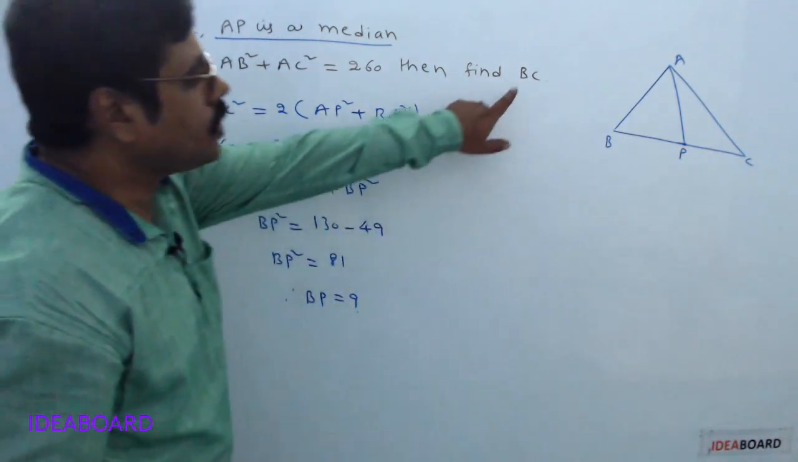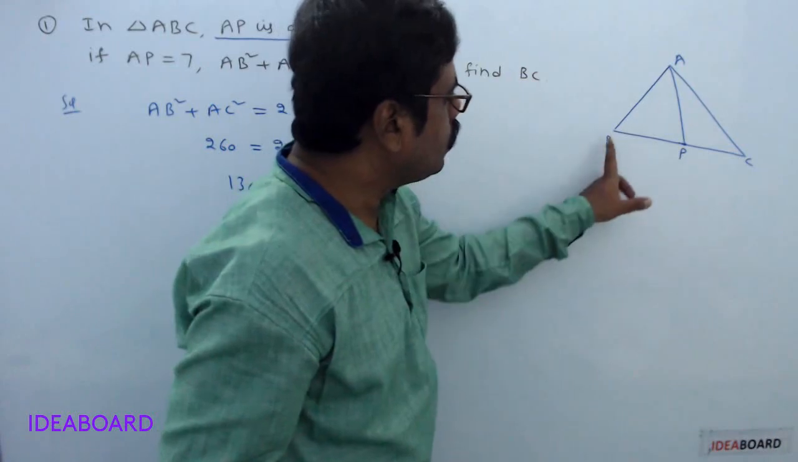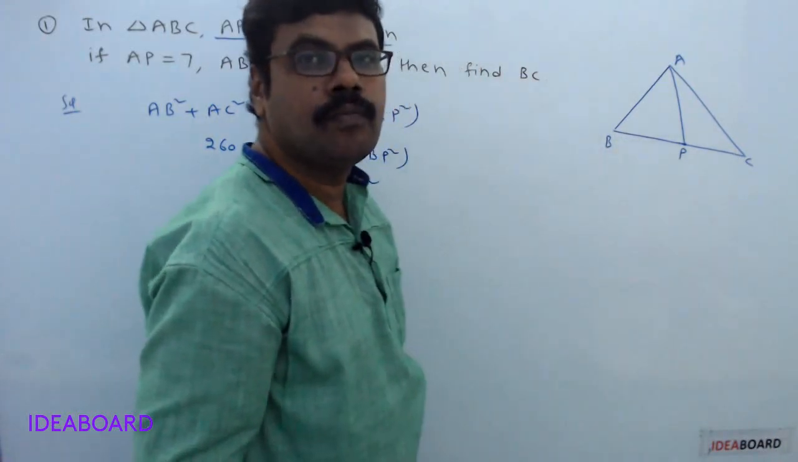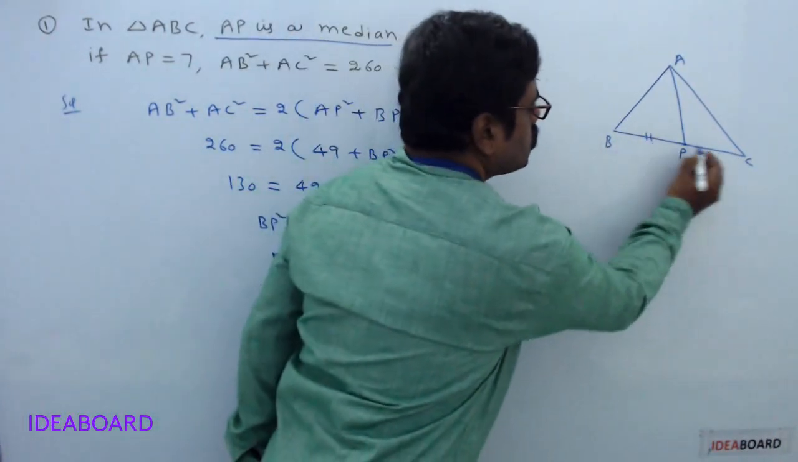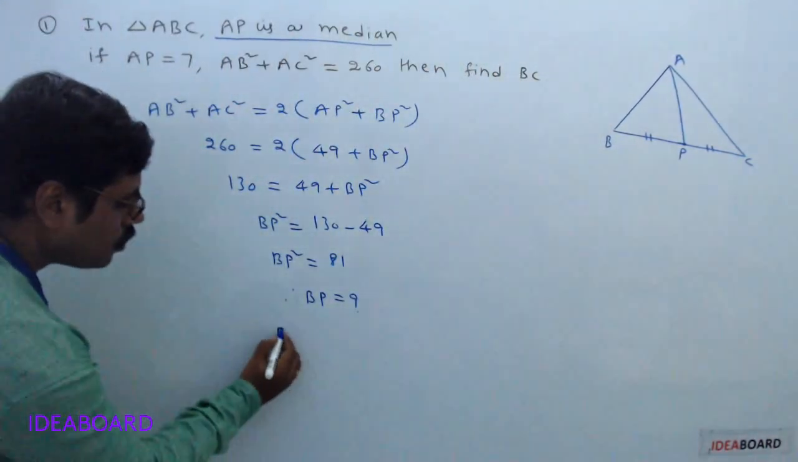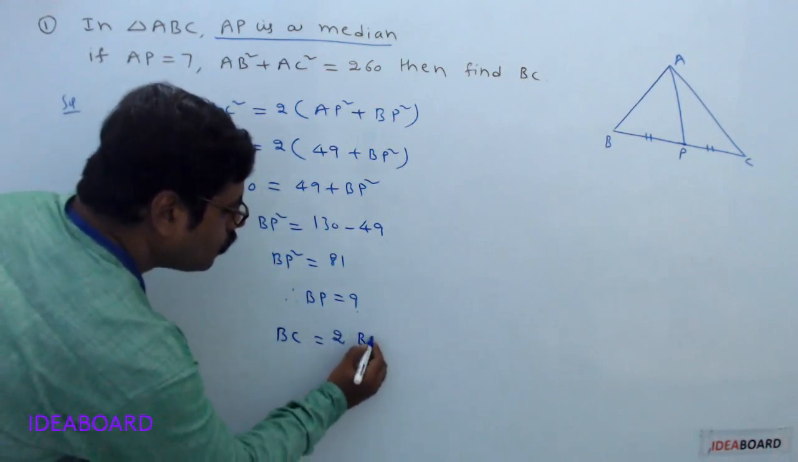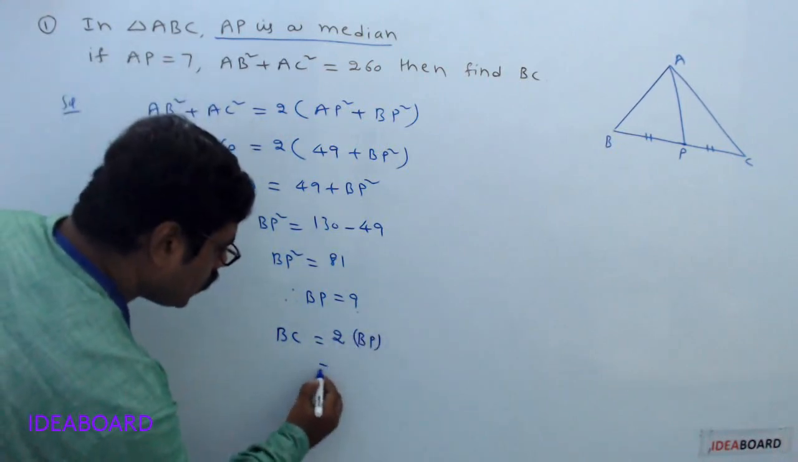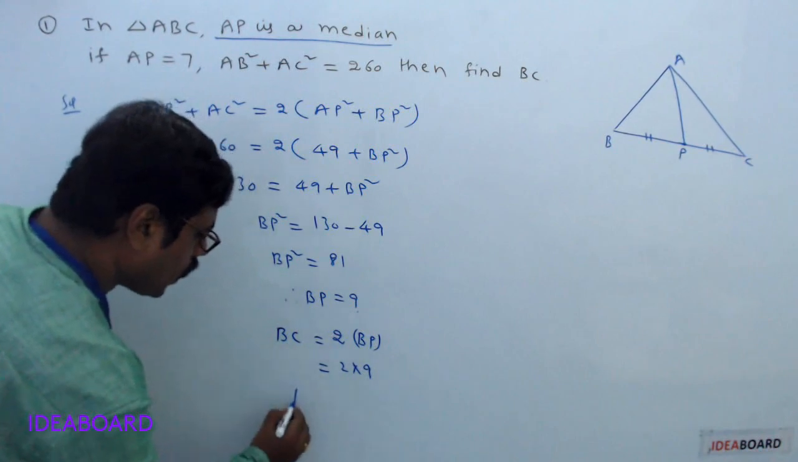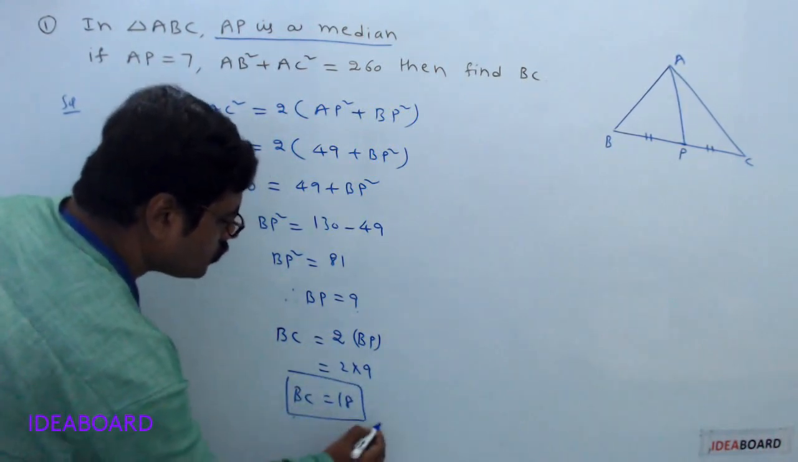But we need the value of BC. Here P is the midpoint of BC, so this length and this length are equal. Therefore BC can be taken as 2 into BP. So it is 2 into 9. Therefore BC equals 18.